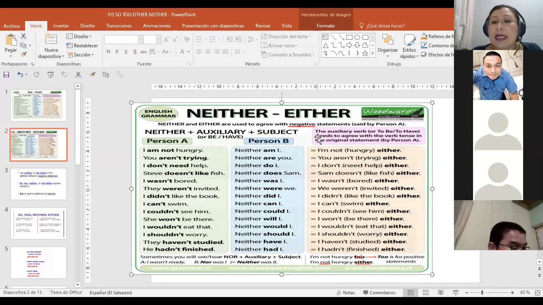For example, it said the auxiliary verb or to be or to have needs to agree with the verb in tense in the original statement by person A. Igual que en el caso anterior, el tiempo verbal se respeta en la respuesta corta de reafirmación de la negación, vamos a llamarlo así, reafirmación de la negación. ¿Por qué? Porque estoy reafirmando lo negativo, ¿verdad? O la oración negativa que la persona A está diciendo.